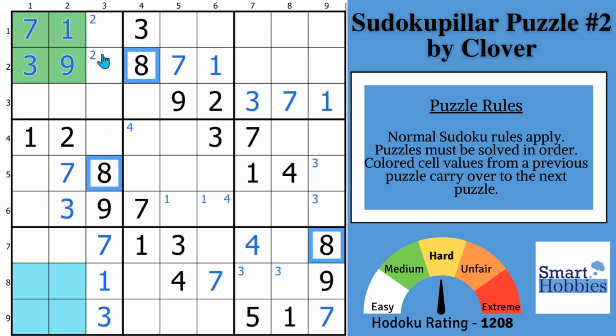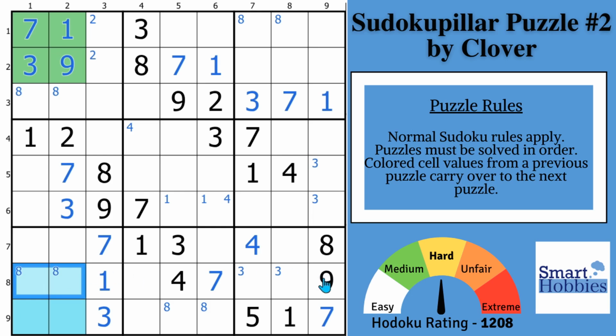You'll notice with this 8 coming up, you can put Snyder 8s here in block 1. And then in block 3, with this 8 and this 8, we have Snyder 8s right here. And then with this 8 coming down and this 8 cutting across, you have a pointing pair of 8s in block 8, which restricts the 8s to these two cells in block 7.